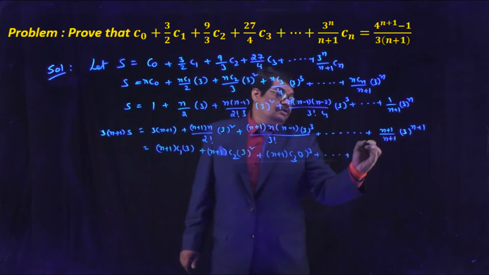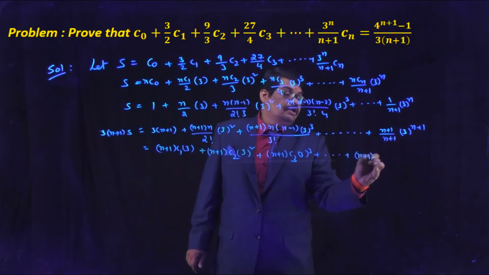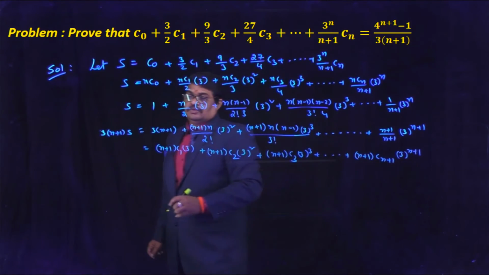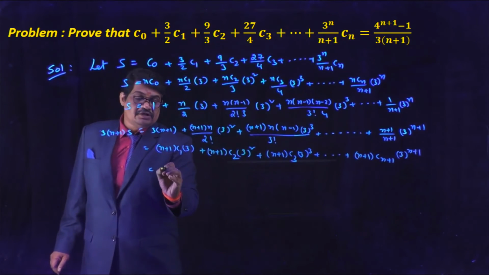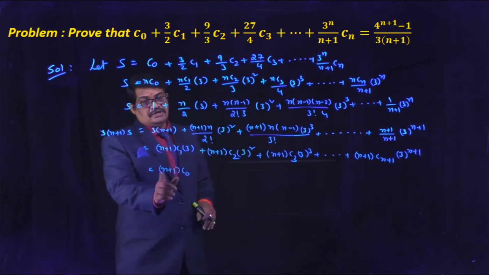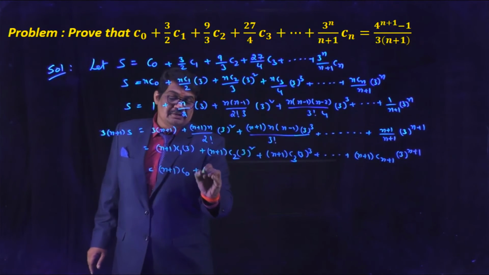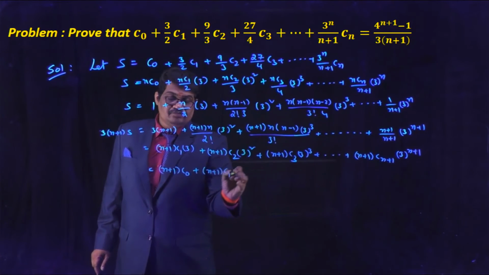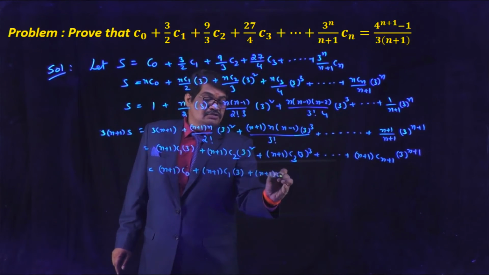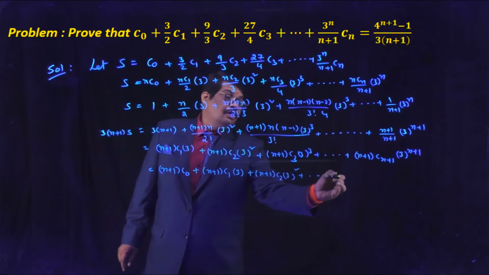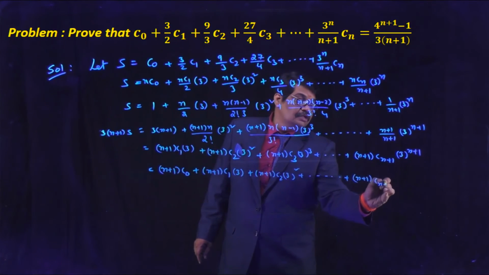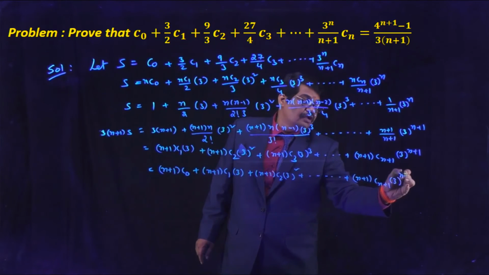The last term is n plus 1 by n plus 1, that is 1. That is nothing but n plus 1 c n plus 1 into 3 to the power of n plus 1. Okay, now we are writing the first term is n plus 1 c naught. Here there is no c naught term. Now we are writing n plus 1 c naught plus n plus 1 c1 into 3, plus n plus 1 c2 into 3 square and so on. The last term is n plus 1 c n plus 1 3 to the power of n plus 1.